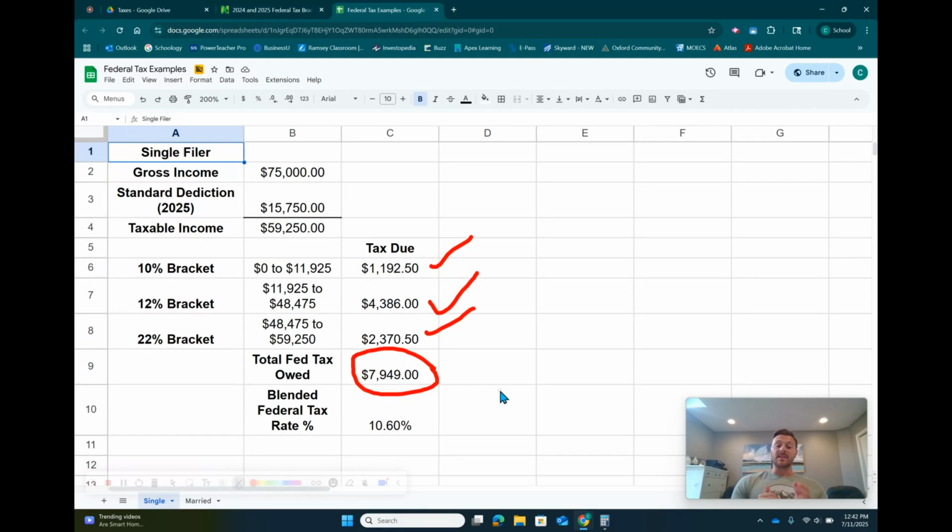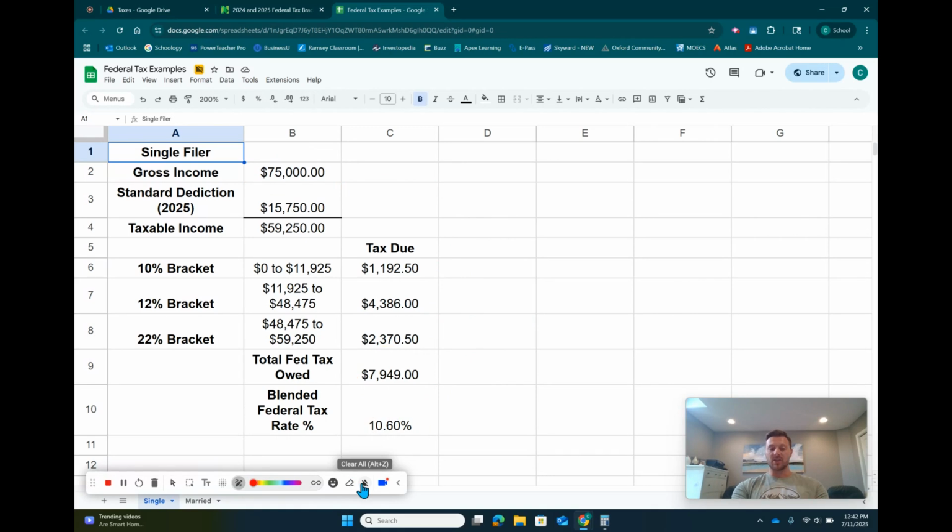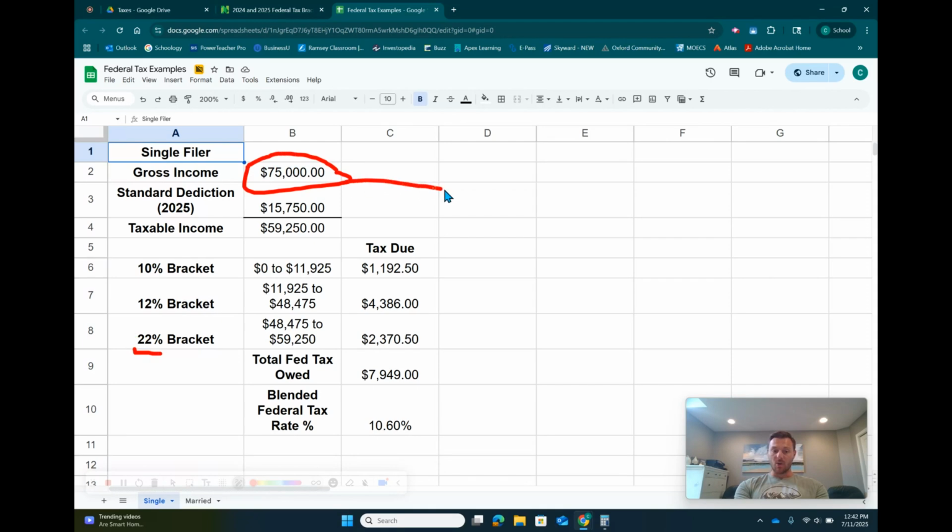When you add all of these up, you would get your total federal tax owed of $79.49. What I like to do then is take that number and divide it by our original income, our gross income, to get an effective tax rate. And so your blended federal tax rate would be about 10.6%. So here's what I want you to understand. Even though you ended in the 22% bracket, on your $75,000 income, you only ended up paying 10.6% federal tax. Okay? That is what I need you to understand about our federal tax system from the single filer level in this case. Let's move on to a married example.